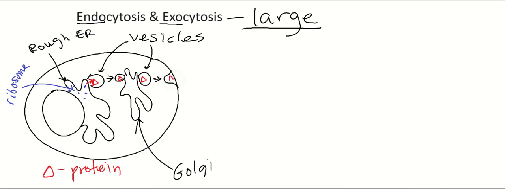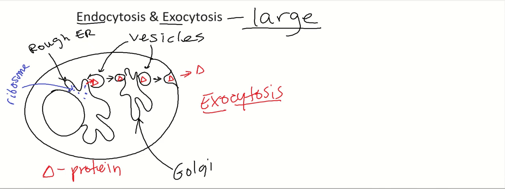and eventually that vesicle is going to merge with the plasma membrane. And once it merges with that plasma membrane, that protein is going to get released. And that is known as exocytosis. So this here is exo. Think of exit. So this whole process is known as exocytosis.